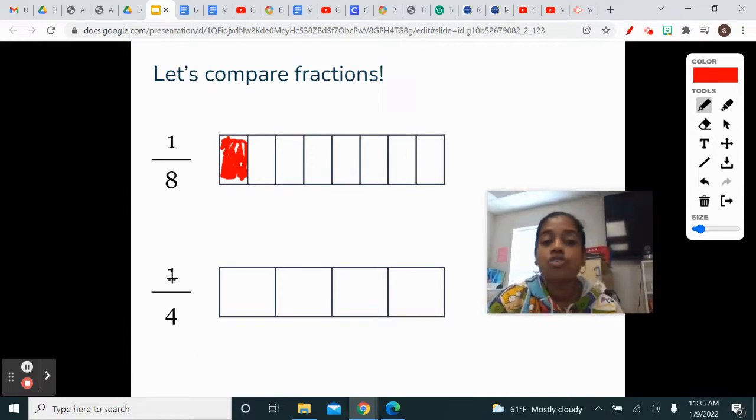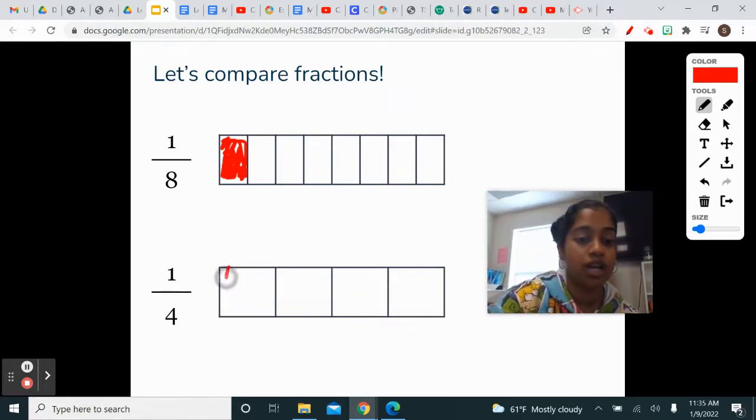Fantastic. Now let's look at our second fraction. The denominator is telling me I'm going to cut this into 1, 2, 3, 4 pieces, right? So we have 4 pieces right here. Our numerator, our number on the top, is telling us how many of those pieces I have. In this case, I have 1, right? So I have 1 right here. In both of these examples, our numerator, our number on the top, is the same.